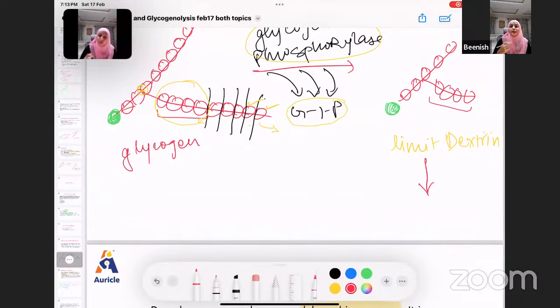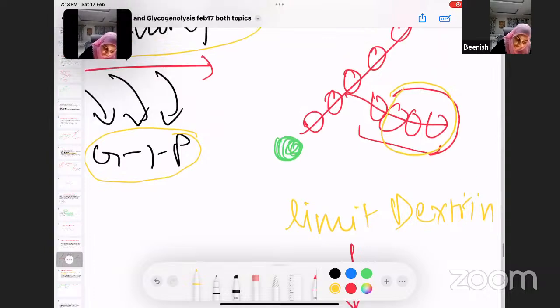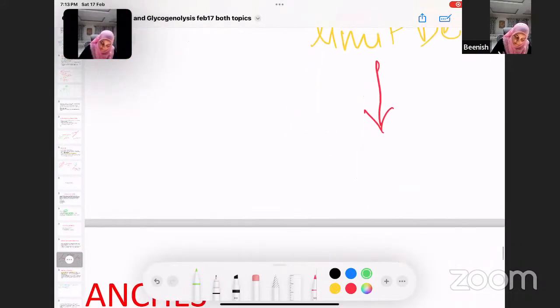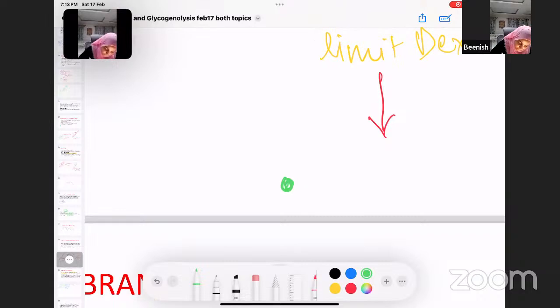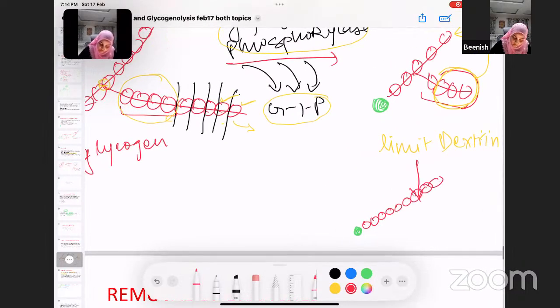So this was your limit dextrin. On this limit dextrin, your debranching enzyme will work, and the debranching enzyme is a bifunctional enzyme that has two enzyme activities. The first action is by glucan transferase. So what will glucan transferase do? It will transfer a trisaccharide unit, three units, and relocate it. So this will look something like this. Now this will use your glycogen. These three units are transferred, so they move here.